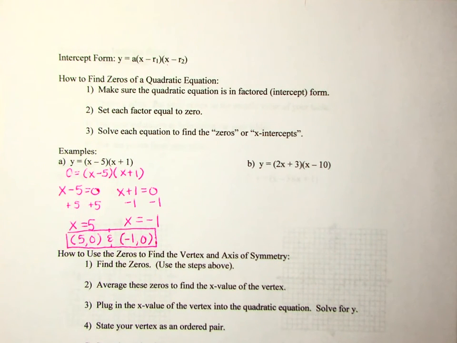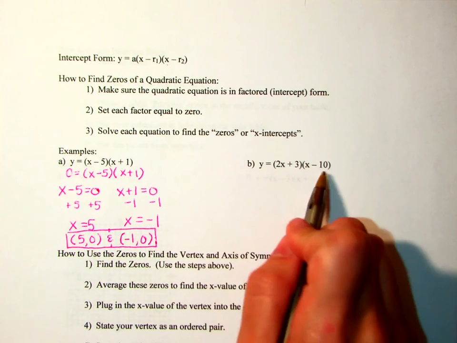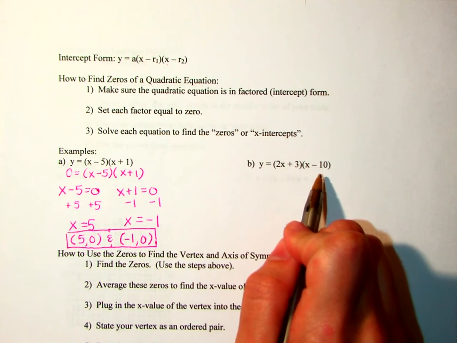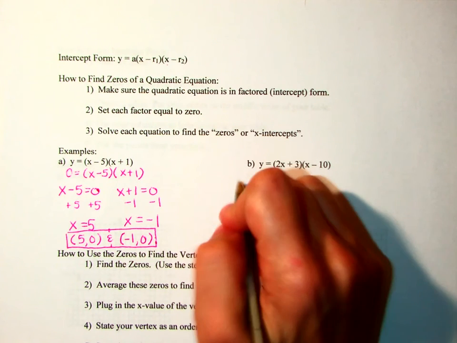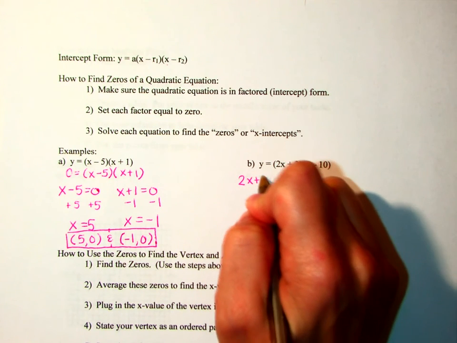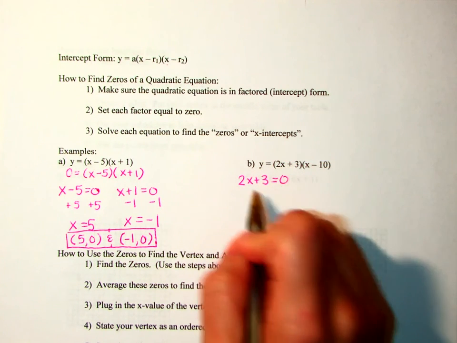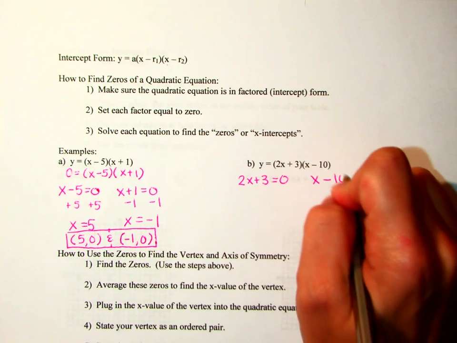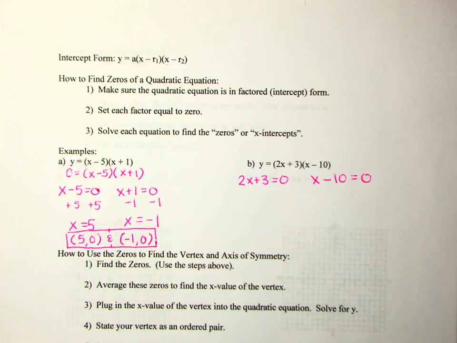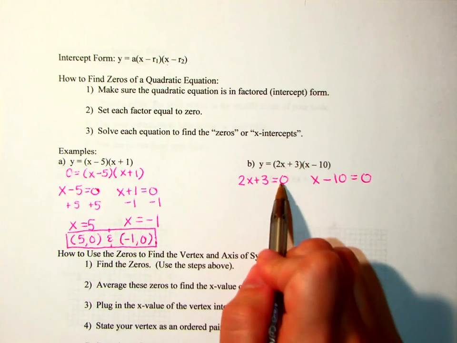Okay, so hopefully you have gone ahead and gotten two solutions for both of these equations. Let's look at what you should have done. You should have taken this factor here, the 2x plus 3, and we want to know what the value of x is when it's 0. And then we also should have the second equation, x minus 10 equals 0. So both of these factors we set equal to 0.